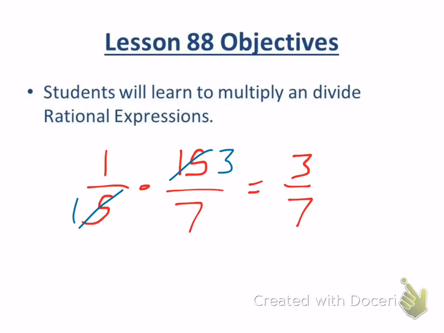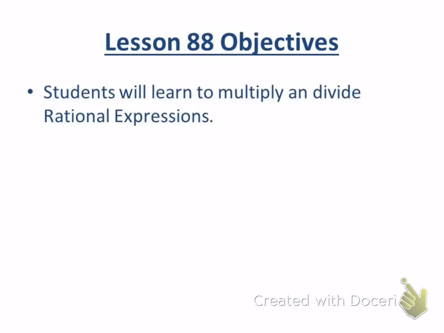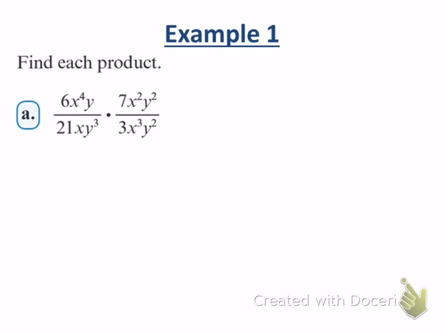Now, division of fractions is very similar. How do you divide fractions? You keep the first fraction, you flip the second one, and you change division to multiplication. So you divide fractions by multiplying by the reciprocal of the divisor. So let's have a look at first example.